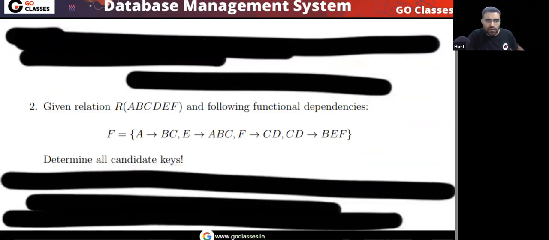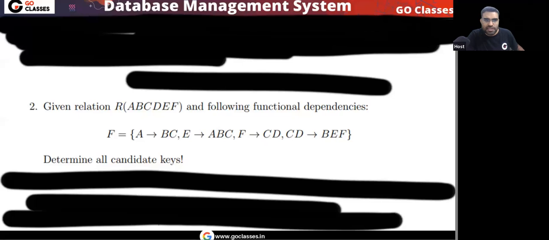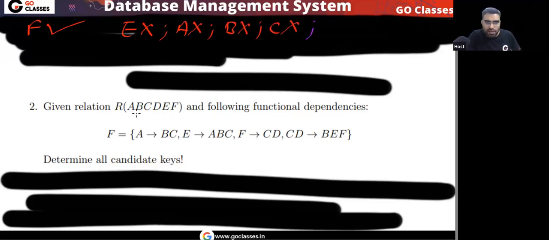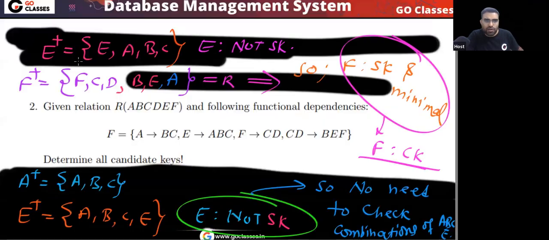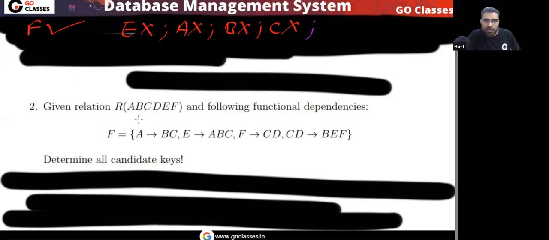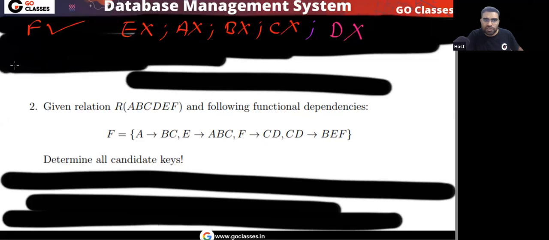We can still solve. So see what we have done so far. Did we check all the single attributes? F is a candidate key. We know that E is not a candidate key. A is not a candidate key. B is not a candidate key. C is not a candidate key. What is remaining? What about D? You can see D is also not a candidate key. D can determine only D. So single attributes are done.